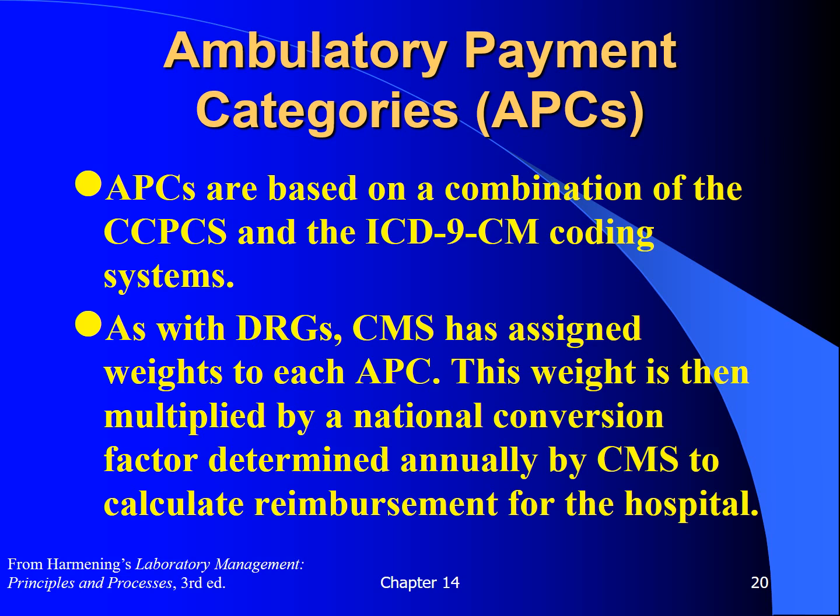The Omnibus Budget Reconciliation Act of 1986 mandated that Congress investigate an outpatient prospective payment system. However, it was not until the Balanced Budget Act of 1997 was passed that CMS was mandated to implement an outpatient prospective payment system using ambulatory payment categories.